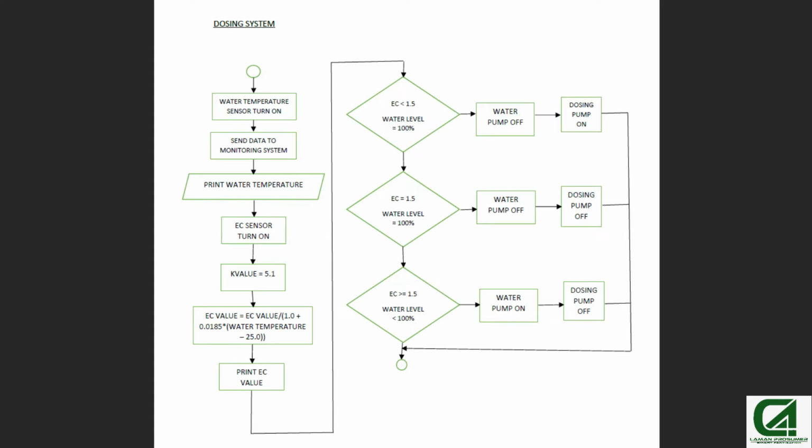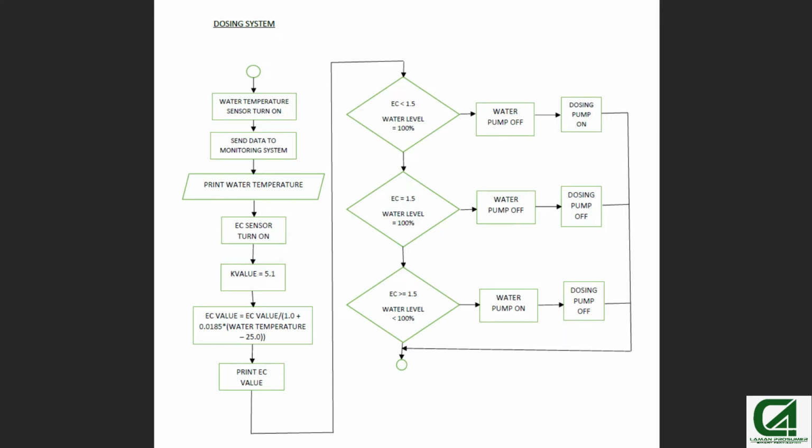Now, we move on to the dosing system. First, the system is turned on. The water temperature sensor turns on. It sends the data to the monitoring system and prints the water temperature. Then, the EC sensor turns on. The K value was set to 5.1. Then, we get the EC value by using this formula. Then, the EC value is printed.